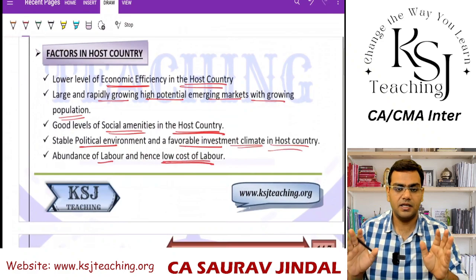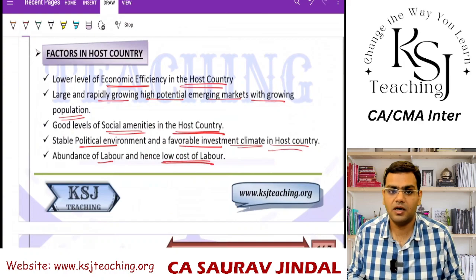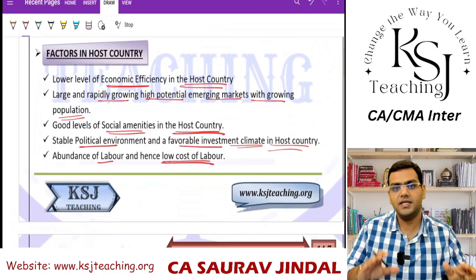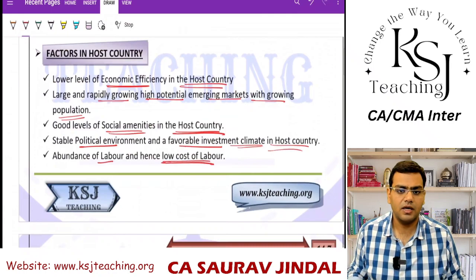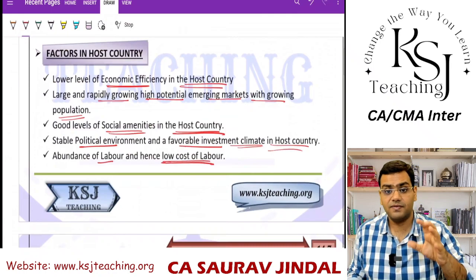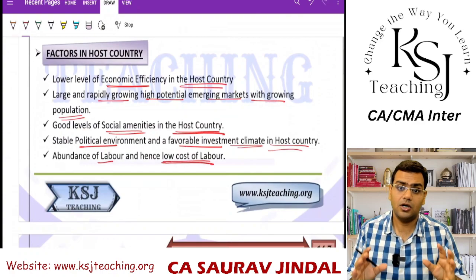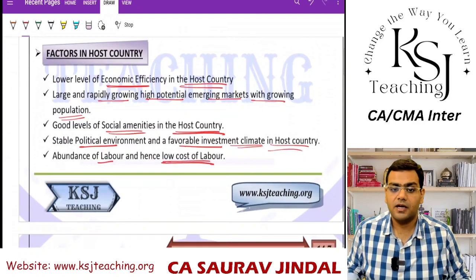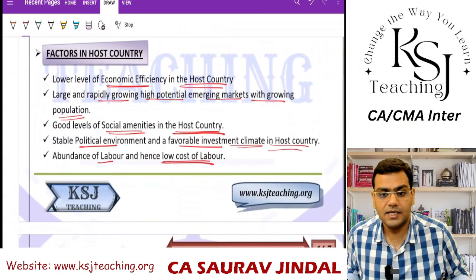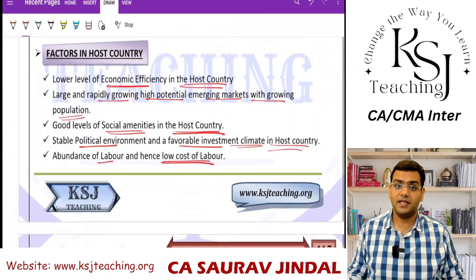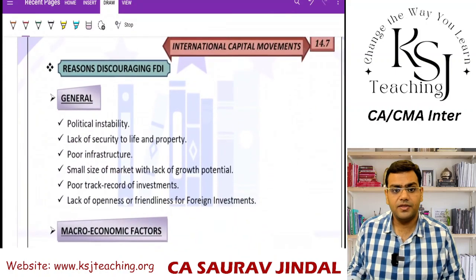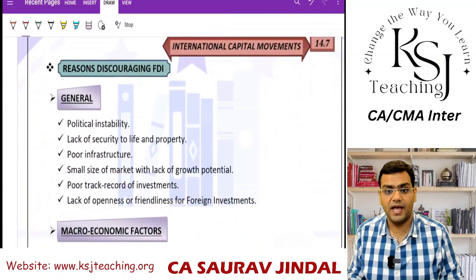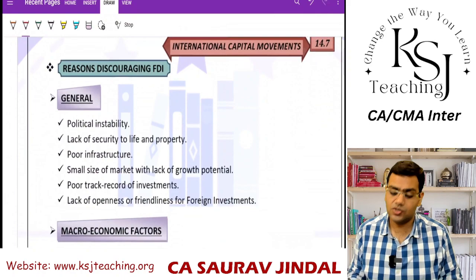Whether there is political stability or not, whether the proper social amenities are there or not, good food, good shelter, good water is there or not, right? Investment climate is favorable or not, labor is there or not. If it is a labor intensive factory or business, then they will look for whether the labor is available or not, right? Now, the reasons discouraging FDI.